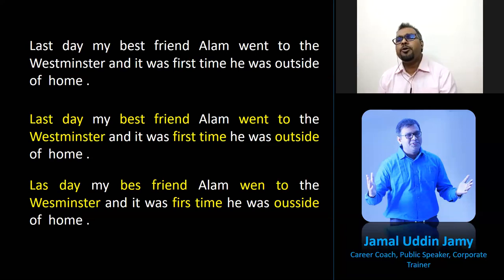But for the middle portion of my write-up, when I want to pronounce these colored phrases, the obstacles are there because the place of articulation changes from one sound to another. When I try to make rapid speaking, that makes an obstacle to produce my rapid speech. Last day, my best friend Alum. No, that doesn't work. So the last portion of my write-up works a lot. Las day, my best friend Alum went to the Westminster and it was first time he was outside of home. See how easy to produce.